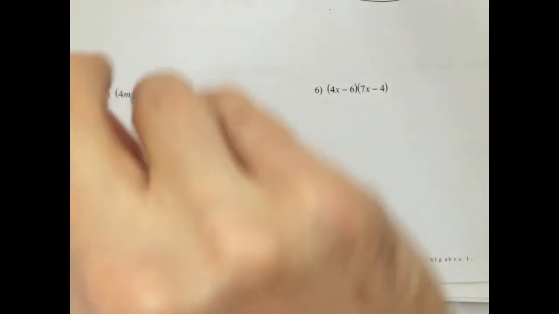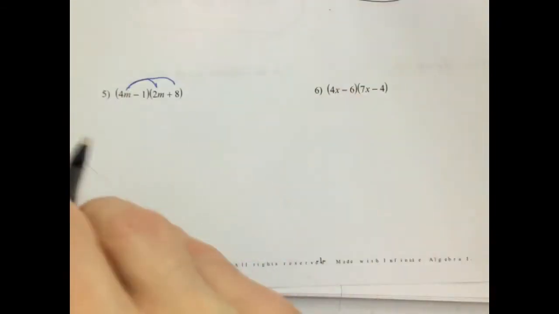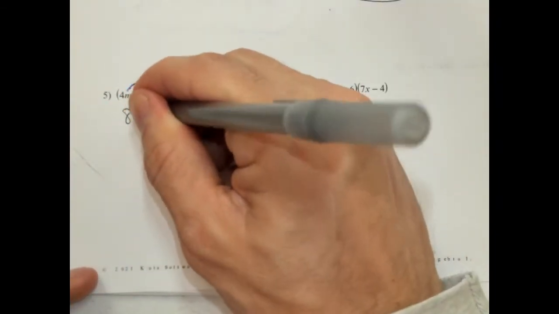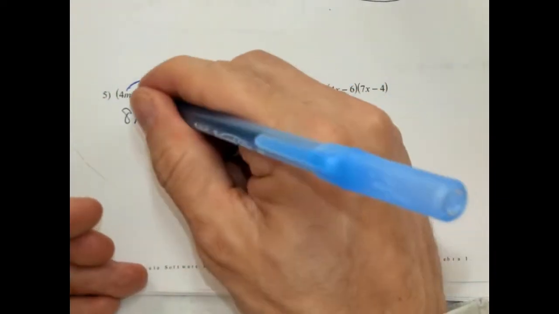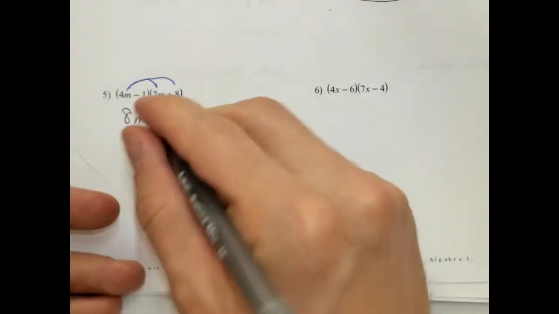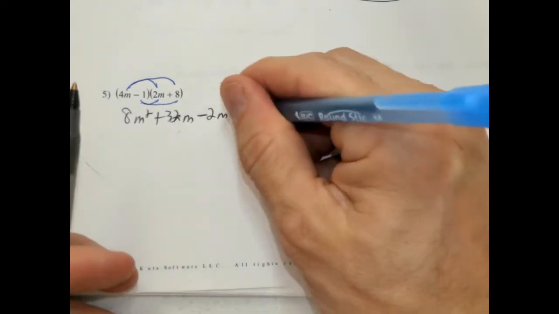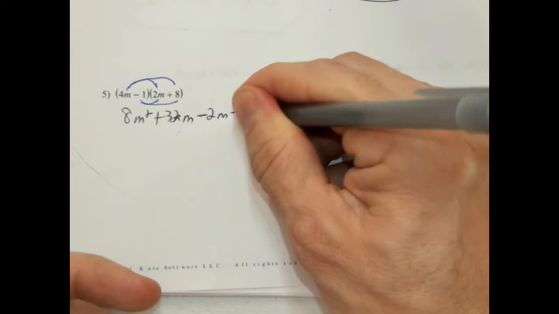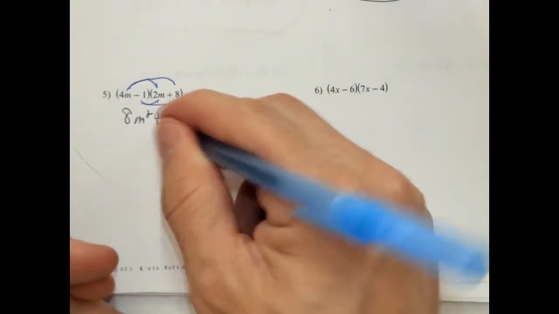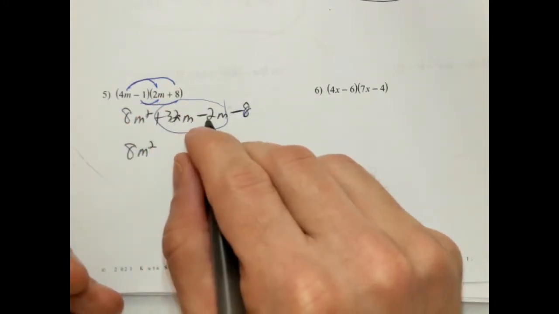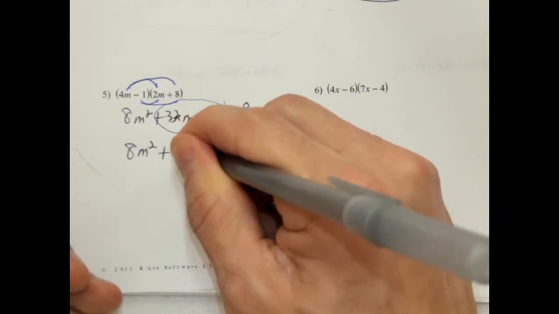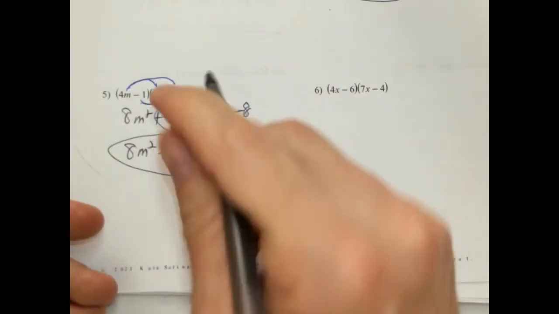Let's bring this down here. So 4m, we're going to distribute that. 4m times 2m is 8m squared. 4m times 8 is going to be plus 32m. Distribute the negative 1. Negative 1 times 2m is going to be negative 2m. Negative 1 times 8 is going to be minus 8. Oop, what am I doing? Different color. Minus 8. We're going to combine these together. So 8m squared. 32m, take away 2m is going to be plus 30m. Bring down the negative 8.